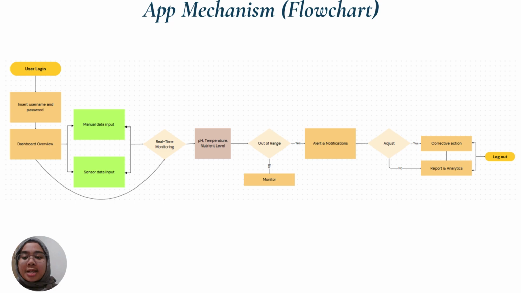At the end of the process, users can generate reports summarizing batch performance. This data can be analyzed further to improve future fermentation cycles. Finally, the app allows users to export detailed reports in formats like PDF or Excel for sharing or record-keeping purposes.